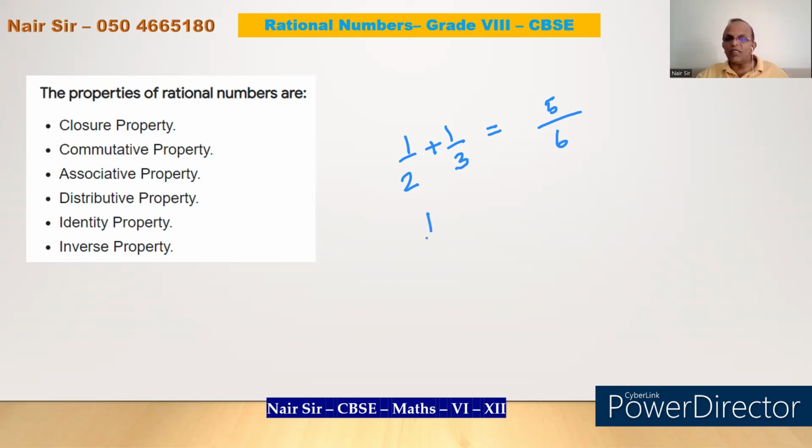If I do this minus 1 upon 3, what do I get? I get 1 upon 6. Again, it is a rational number. So that means the closure property holds true for rational numbers.